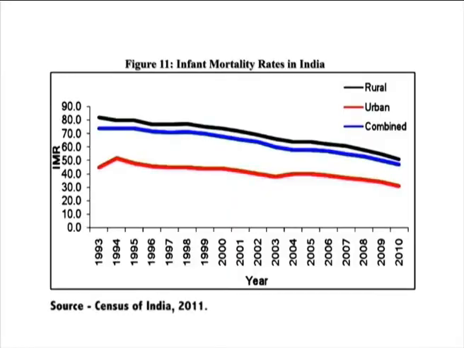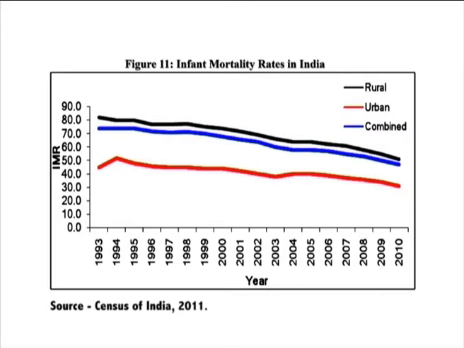The infant mortality rate in the country has shown a declining trend during the period 1993 to 2010. This can be observed from figure 11. The figure shows that the infant mortality rate had declined from 74 per thousand live births in 1993 to 47 per thousand live births in 2010.